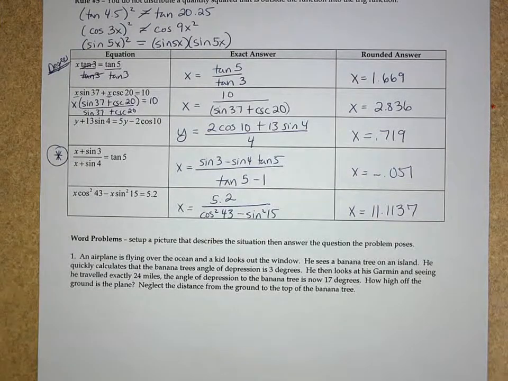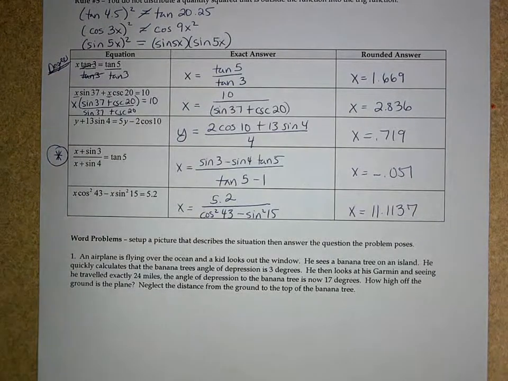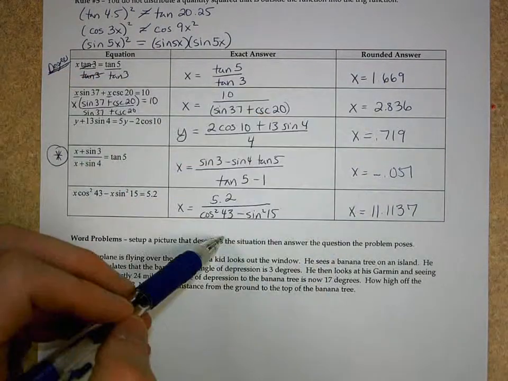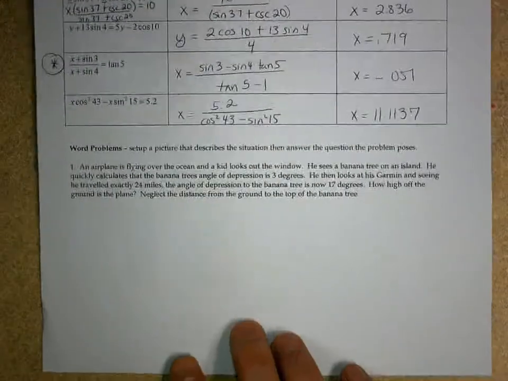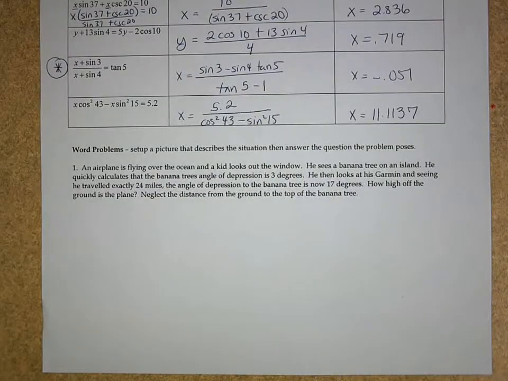The last portion to this section is we would like to do a little bit of application. And we're going to take these ideas that we just looked at in terms of simplifying and put them into a story problem. So here we've got an airplane flying over an ocean and a kid looks out a window. He sees a banana tree on an island and calculates the angle of depression is 3 degrees. He then travels 24 miles and notices the angle of depression is now 17 degrees. How high off the ground is the plane?